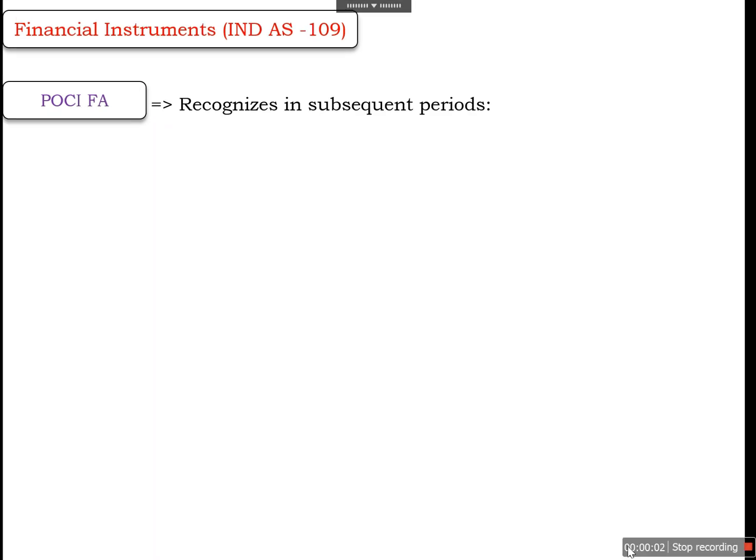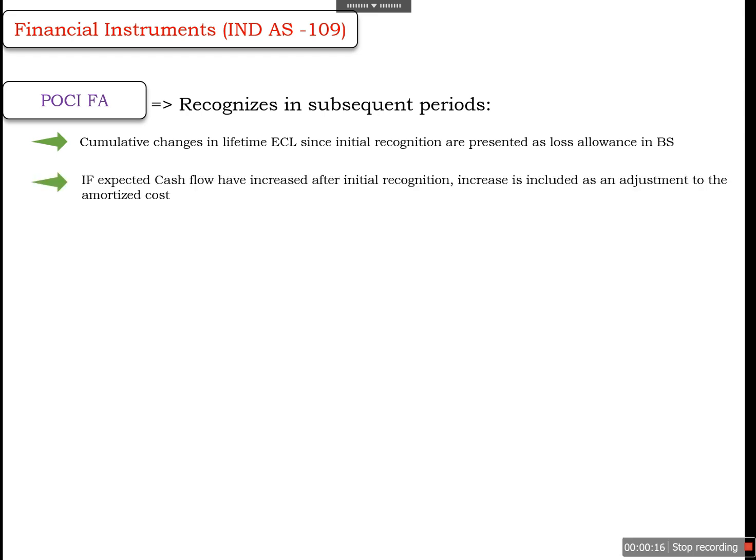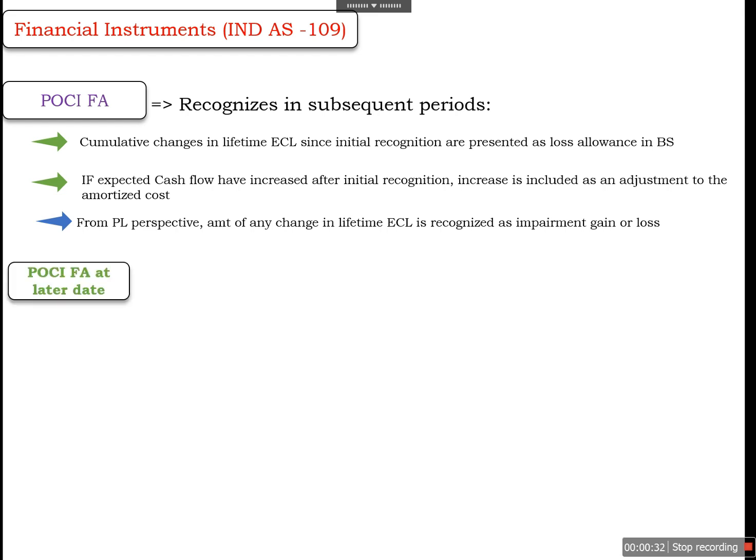For POCI financial assets, an entity recognizes in subsequent periods the cumulative changes in lifetime ECL since initial recognition as a loss allowance in the balance sheet. If expected cash flow has increased after the initial recognition, any increase is included as an adjustment to the amortized cost. From a P&L perspective, the amount of any change in the lifetime ECL is recognized as a credit impairment gain or loss.